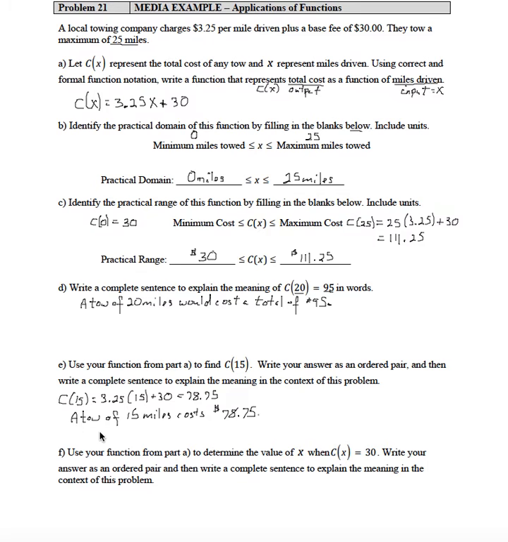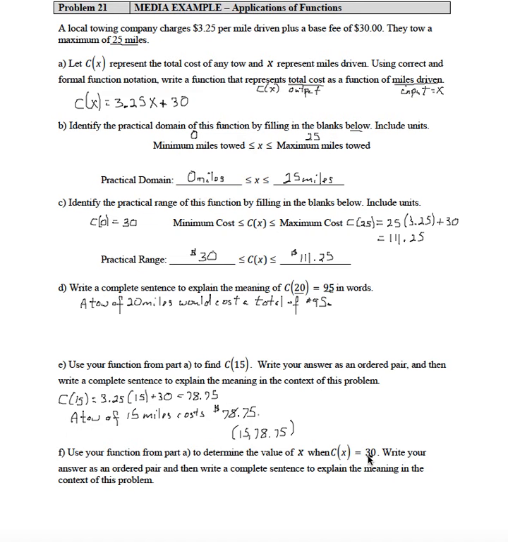And in words, this can be written, a tow of 15 miles costs $78.75. Did not write as an ordered pair yet. Ordered pair would be input of 15, output of 78.75. Part F, use your function from Part A to determine the value of x when C of x equals 30. Write your answer as an ordered pair and then a complete sentence.